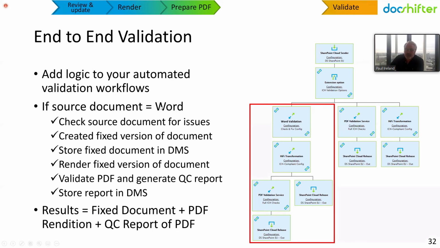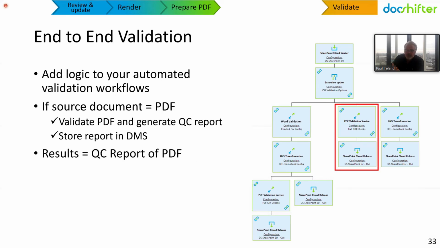So if it's Word, in this case, it's going to check the document for issues. It's going to create a fixed version of the document that it will store back in your repository. It's going to render the fixed version. It's going to then validate my PDF that it generated, the rendition, and generate a QC report that's then stored back in the repository as well. So all in one go, fully automatically from a Word document, potentially even a draft version still, you have a fixed version of the document, a PDF rendition created, and a QC report generated all automatically in one go.